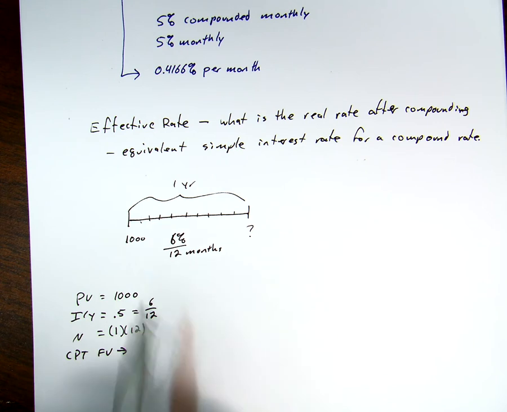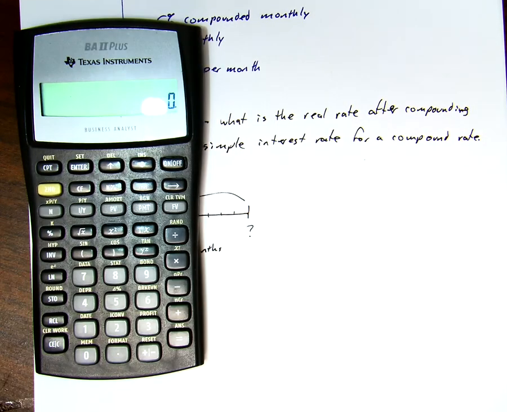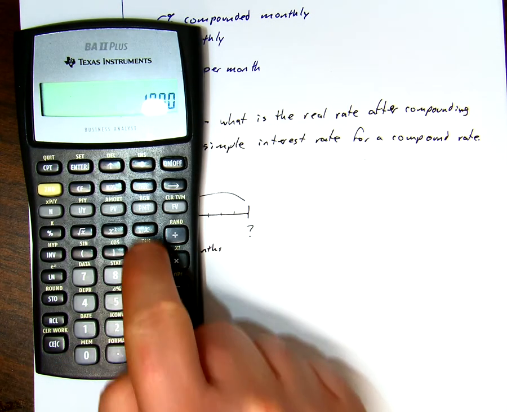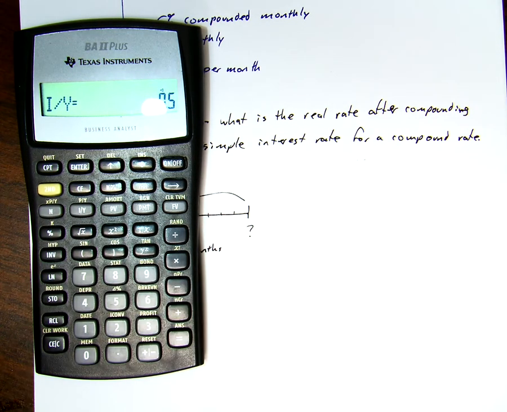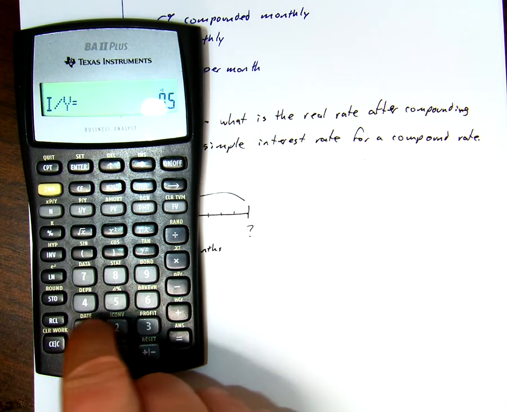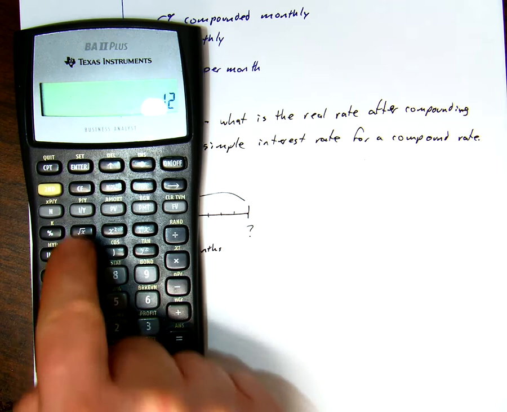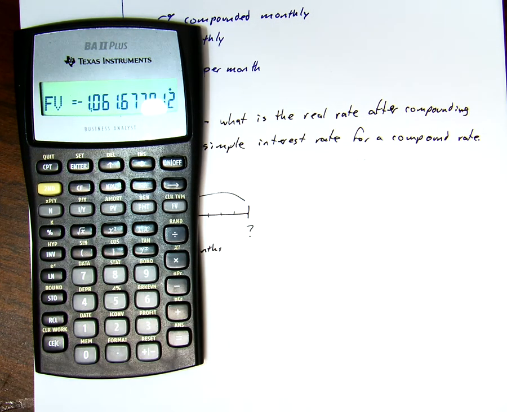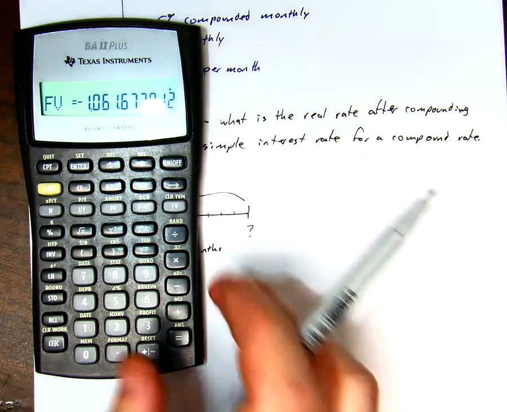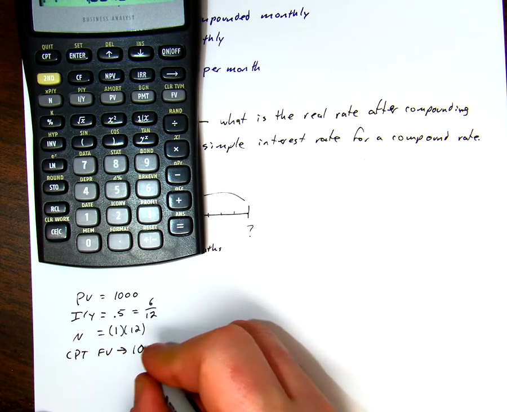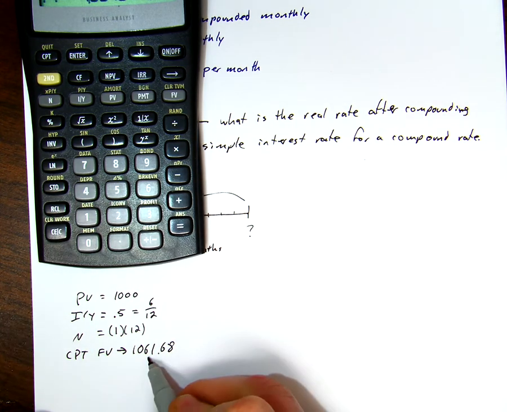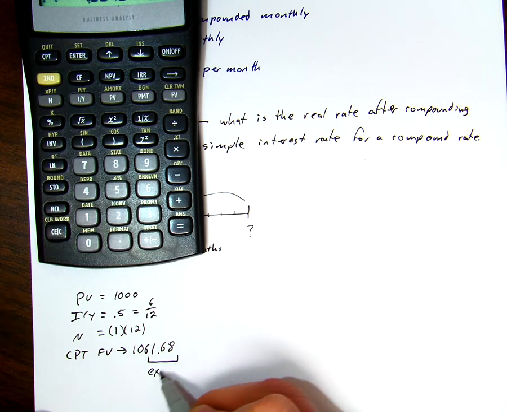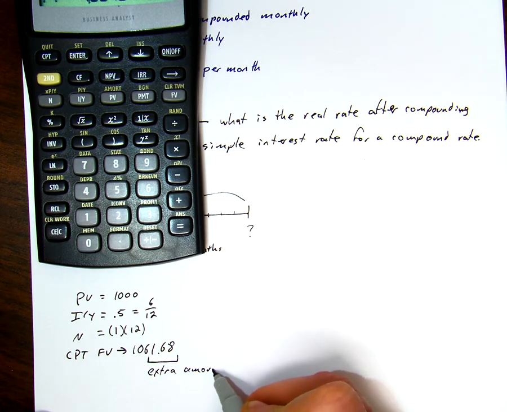Note that if it was simple interest, this would be $1,060. At compound interest, we say this is $1,000 as a present value, 6 divided by 12, or 0.5, as our interest per year, 12 months as our N, and we're going to compute the future value to be not 1,060, which we'd have with simple interest, but we get $1,061.68. So the extra $1.68, this is the extra amount from compounding.